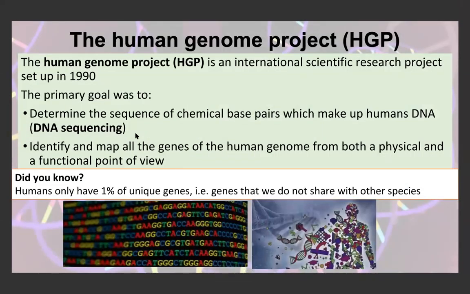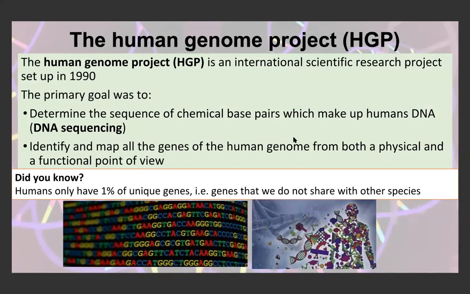So the Human Genome Project was an international scientific research project set up in 1990 with the primary goal of determining the sequence of chemical base pairs which makes up the human DNA. So sequencing the human DNA. They wanted to identify and map all the genes of the human genome from both a physical and a functional point of view.